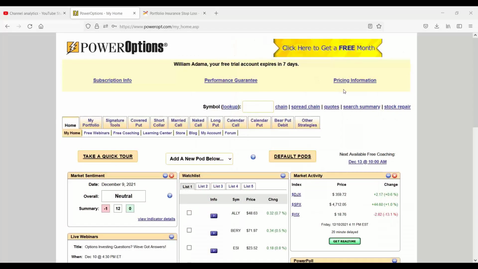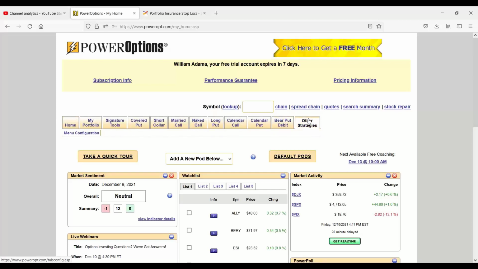All right, well, let's navigate over to Power Options, and we're going to start taking our live questions. Lisa starts us off, and she said, do you use stop loss limits for debit spreads, such as Bull Call spreads? So the answer to your question is yes.